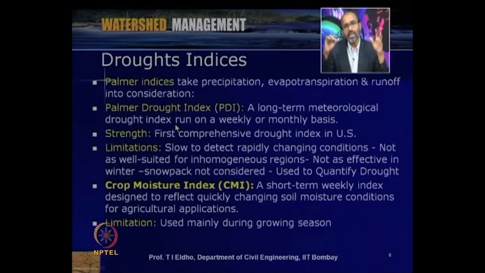Especially this is used for agricultural regions, starting from putting the seeds and then with respect to the growing conditions of the crop. The crop moisture index indicates whether there is any possibility of drought as far as that particular crop is concerned. One of the limitations of this crop moisture index is that it is used mainly during the growing season. Otherwise, it is useful for agricultural areas. So, that is about the crop moisture index.